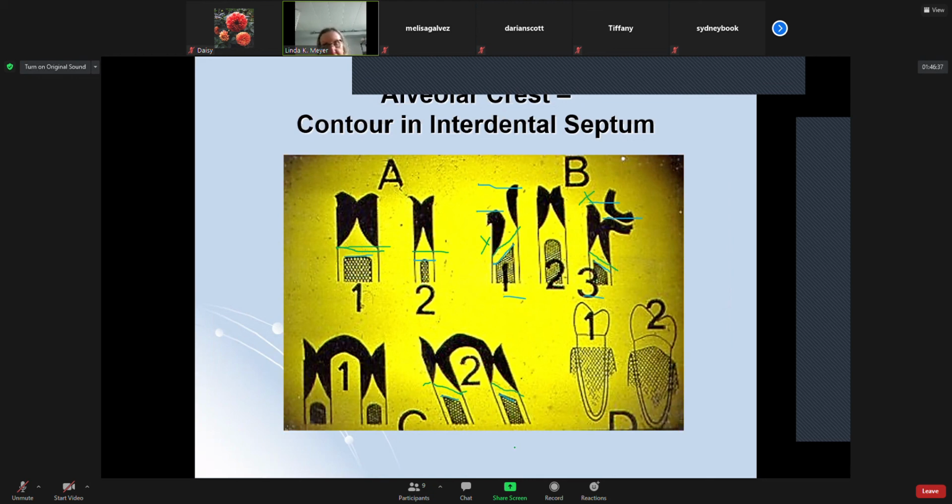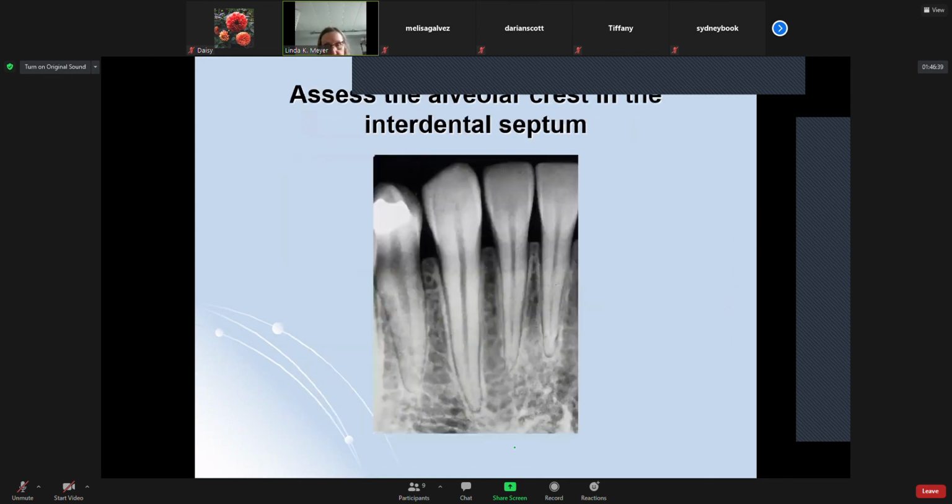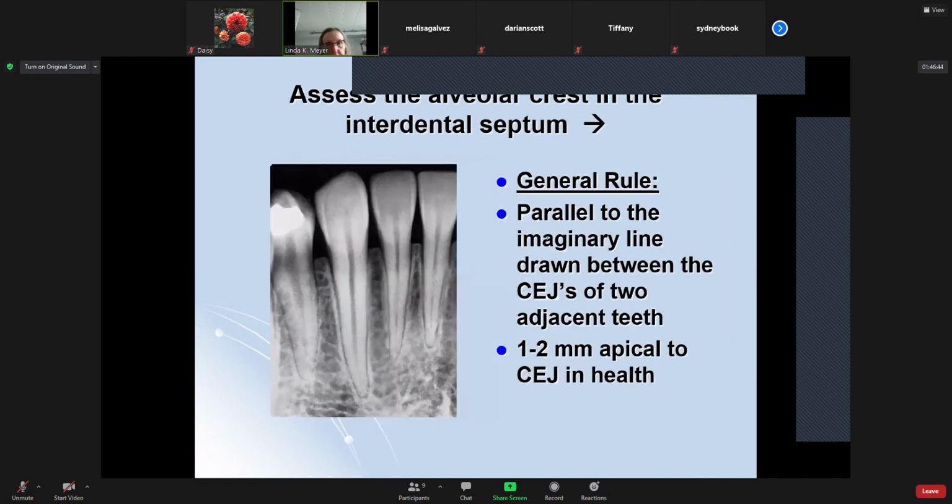So let's go ahead and actually look at some of the x-rays. If we take this x-ray, which was shown under the lamina dura section of the outline, there's the alveolar crest. And then if I put the CEJ in, notice that it's parallel to the imaginary line and it's 1 to 2 millimeters, not more than 1 to 2 millimeters apical. So in this patient there has not been bone loss. That's healthy.